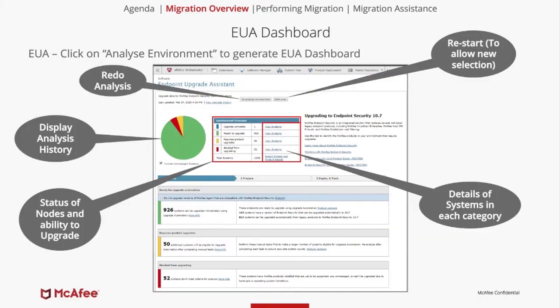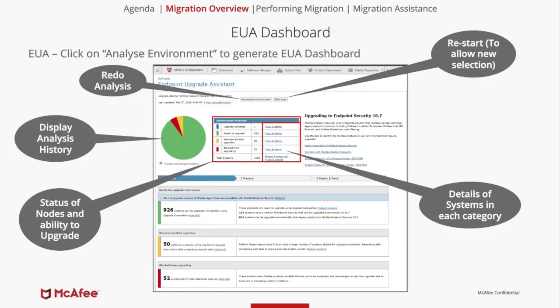From there, once you've selected the Analyze Environment button, you get brought to the very first dashboard that we see on the screen here, where it allows you to view the pie chart of the various systems in the group that you've analyzed and the various states that they're in. You can also see the list of systems that are in each various status.